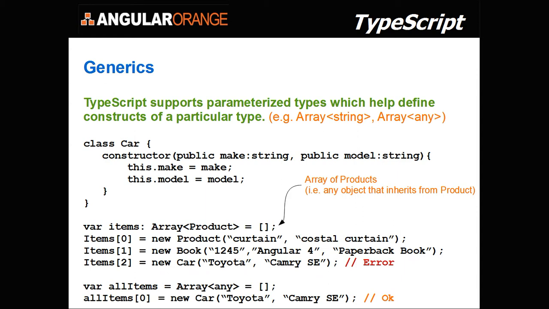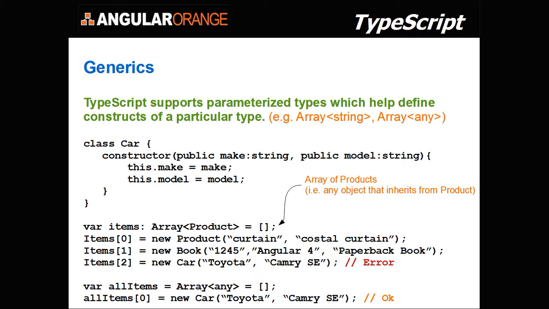Okay, generics. TypeScript supports parameterized types which help define constructs of a particular type. Like, for example, an array of strings, an array of any. What I find is the array of any, I could put any object in an array. I could have a numeric, a string, an object. You can construct an array of anything, as long as you declare it any, and as long as you retrieve the array elements as any. So, for example, suppose we had a car with a constructor, and that constructor set the state of the car object. Then I could define items as an array of products.